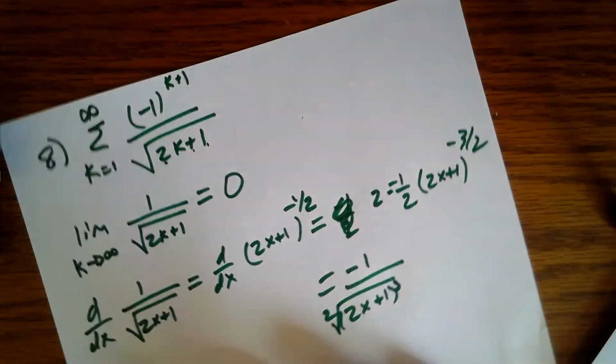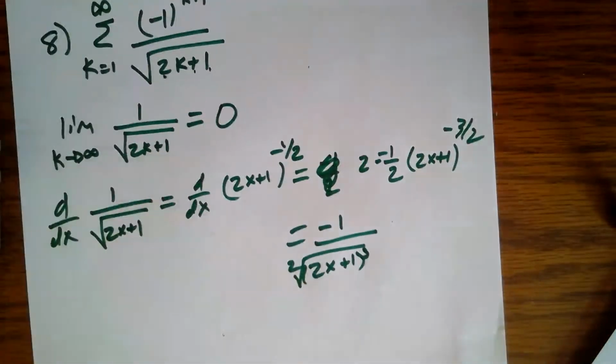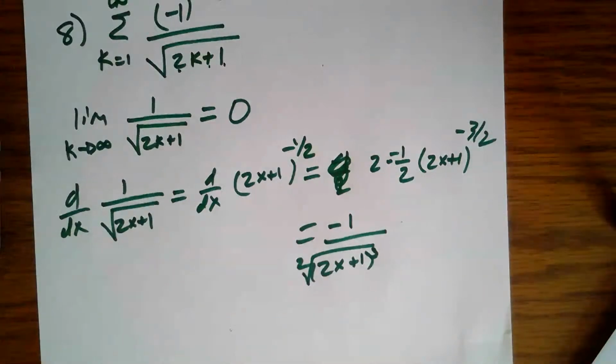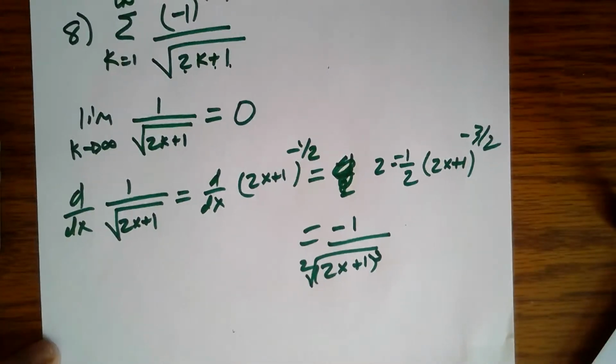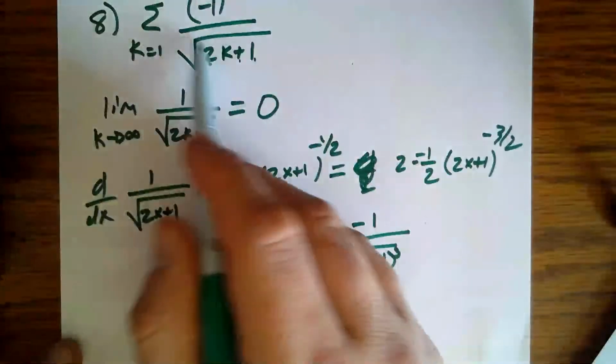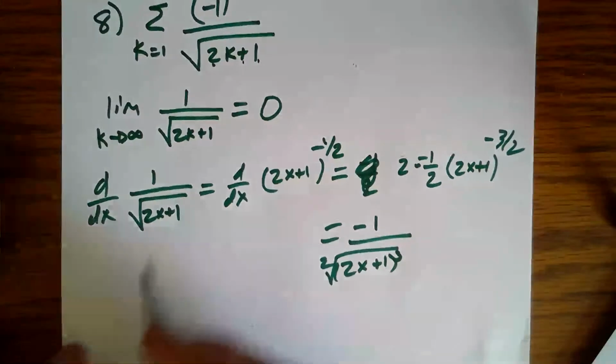So it says by the p-series, since p is 1/2, the series conditionally converges. I don't think that's quite good enough. I actually think we may have to do an integral test on this one. So let's just look and see what that is.